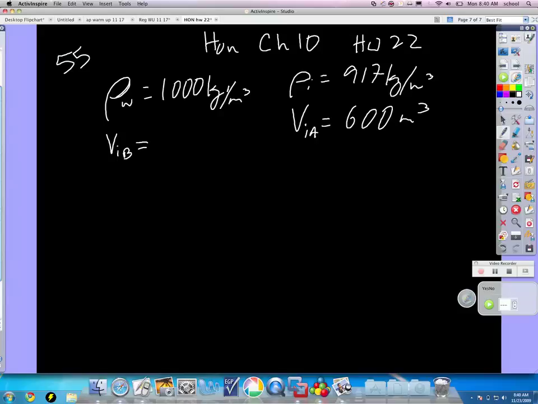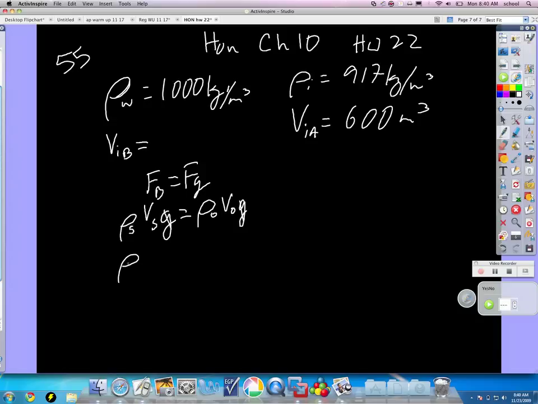Yeah, well, we already know. We can do this. I want to do this the right way. So we know from this that the submerged density times the submerged volume times gravity is equal to the object's density times the object's volume times gravity. So then you get these things.